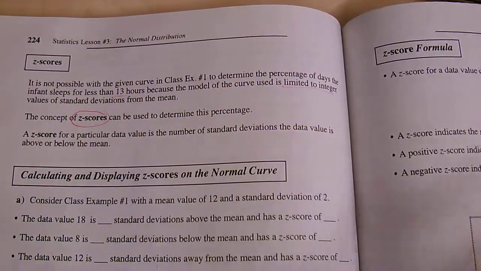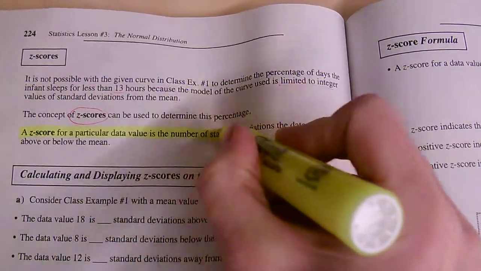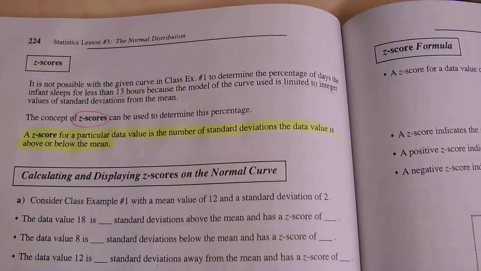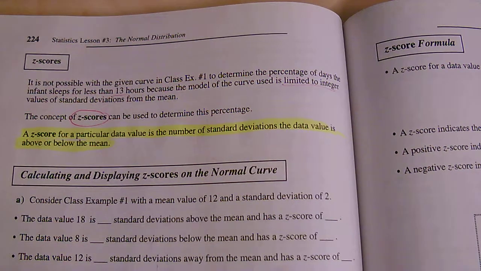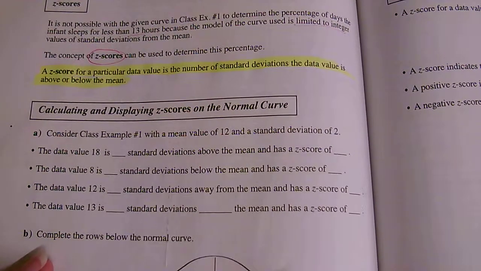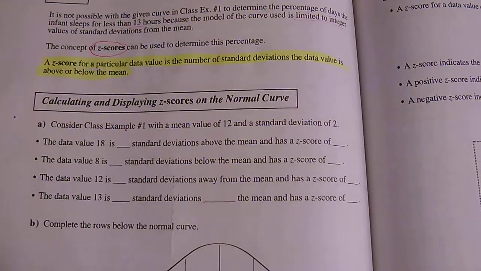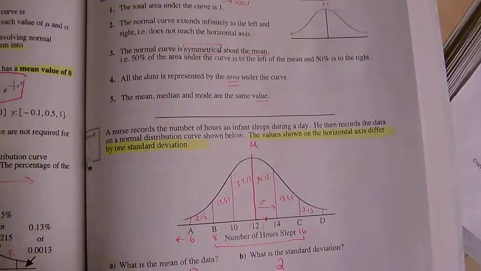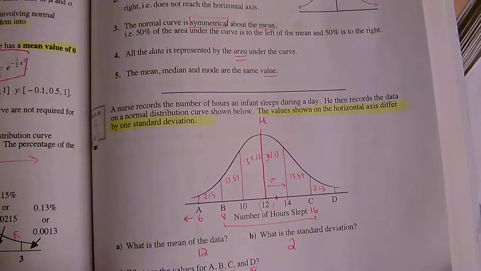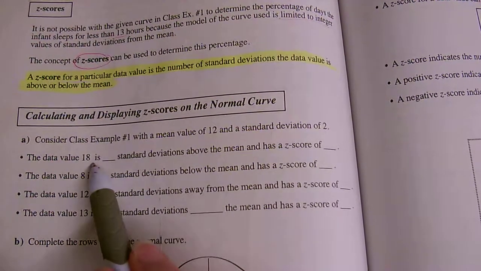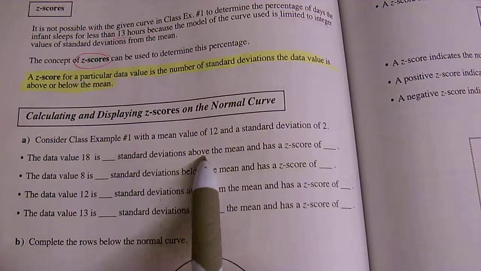A z-score for a particular data value is the number of standard deviations the data value is above or below the mean. Calculating and displaying z-scores on the normal curve: we're going to consider that example still, with a mean value of 12 and a standard deviation of 2. We're still referencing this right here. The data value of 18 is how many standard deviations above the mean?